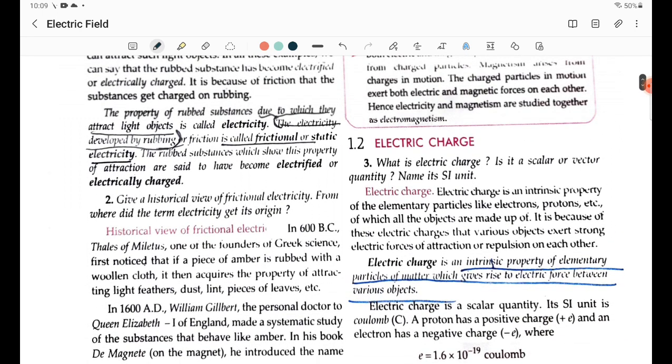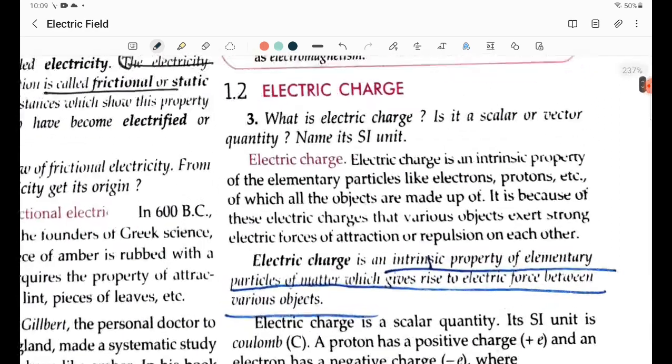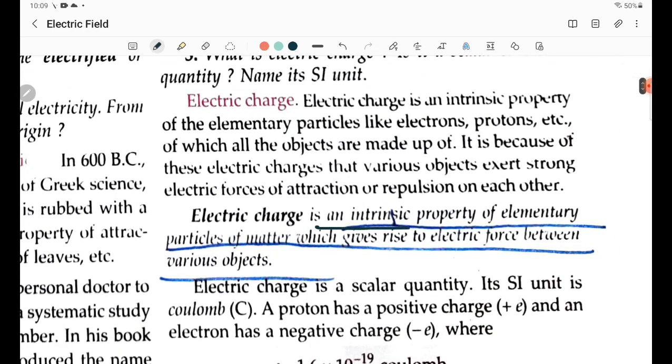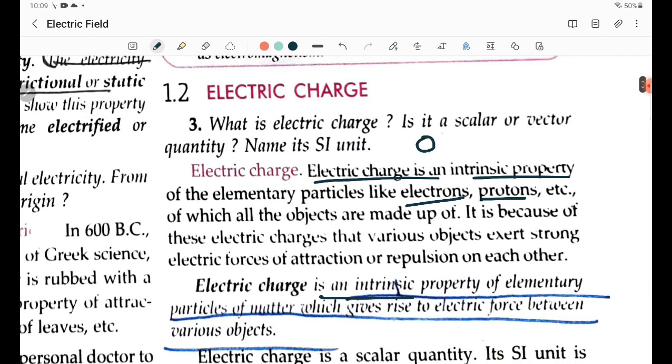Now what is electric charge? Electric charge is an intrinsic property of elementary particles which gives rise to electric force between various objects. All objects are made up of electrons and protons, and electric charge is an intrinsic property. When there is an electric charge and another electric charge, suppose this is a positive charge and this is a negative charge, they will attract. Same charges repel.